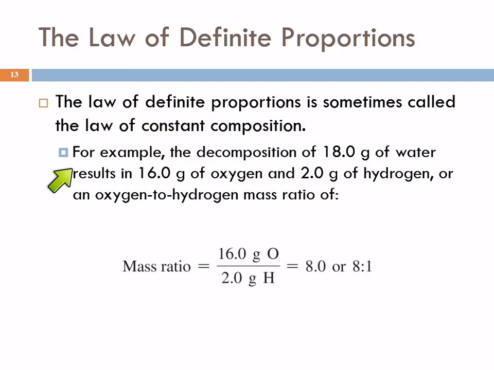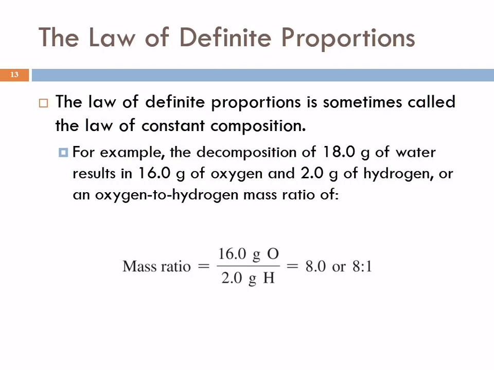So let's look at water. If we take 18 grams of water and we decompose it, one way you can do that is by passing electric current through it, we're going to get 16 grams of oxygen and 2 grams of hydrogen. And if we look at the ratio of oxygen to hydrogen, 16 grams of oxygen to 2 grams of hydrogen, that ratio equals 8.0, or it's an 8-to-1 ratio of oxygen by mass to hydrogen.